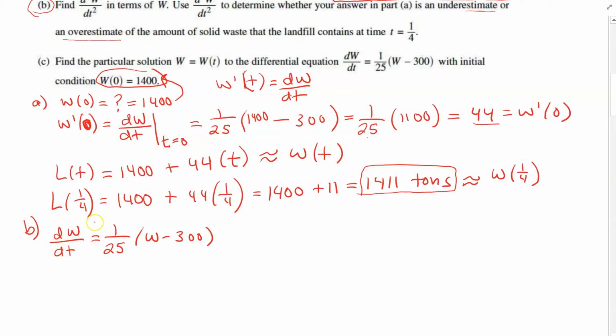So I'm just going to take the derivative of both sides with respect to t. So dW dt, the derivative of that is the second derivative, d squared W over dt squared. I'm going to apply the constant multiple rule, right? So this is just a constant right here, the 1 over 25. So you just multiply that to the derivative of the function, W minus 300. So the derivative of that would just be dW dt minus 0, because the derivative of 300 is 0. And since this was W and not t, the derivative of this is not 1, but it's dW dt. It's kind of like implicit differentiation, sort of.